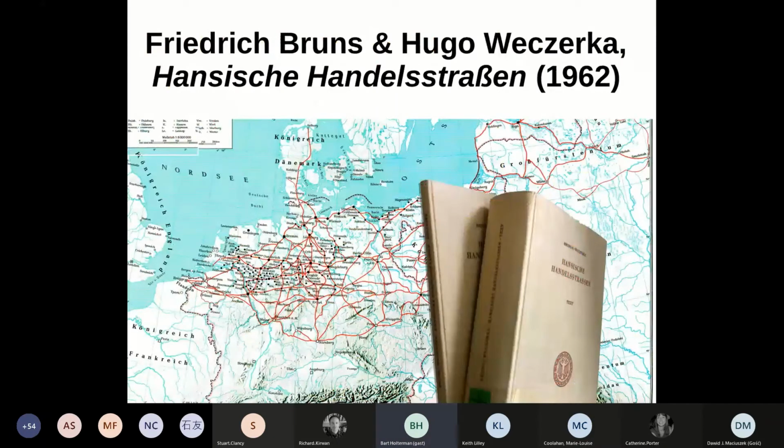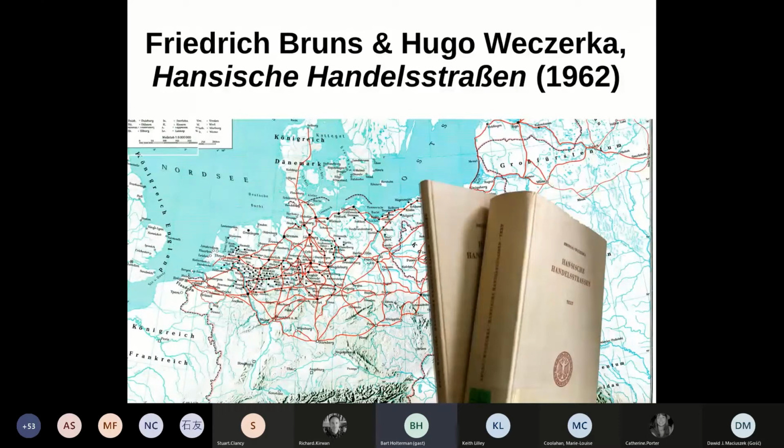The point of departure for this project, or the initial idea of launching the project, was the idea to digitize the atlas of Hansische Handelsstraßen, so Hanseatic trade roads, from the 1960s, made by Friedrich Bruns and Hugo Wojcierka, who made an atlas with all the long-distance trade routes between the trade centers that were of importance to Hanseatic merchants.